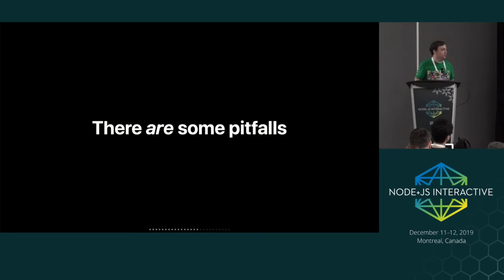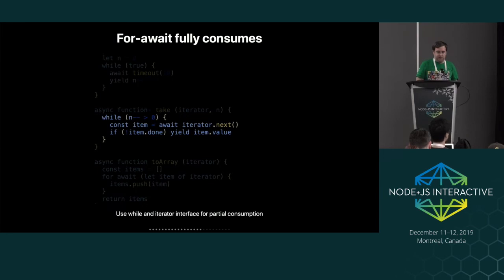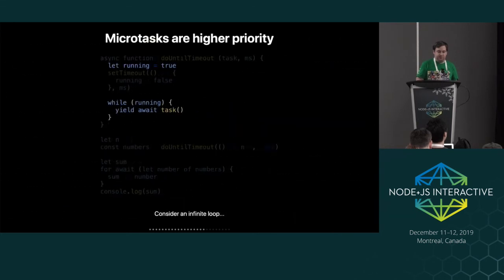But there are some interesting pitfalls to consider with async iterators. I've already mentioned this one, which is that a for await of loop fully consumes an iterator. There are some other interesting ones as well. A really weird one to wrap your brain around is that microtasks are higher priority than everything else in the event loop.